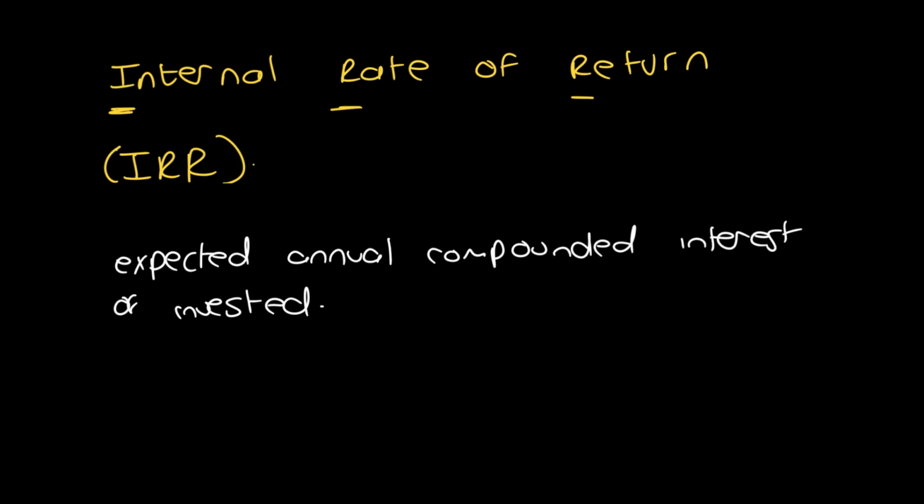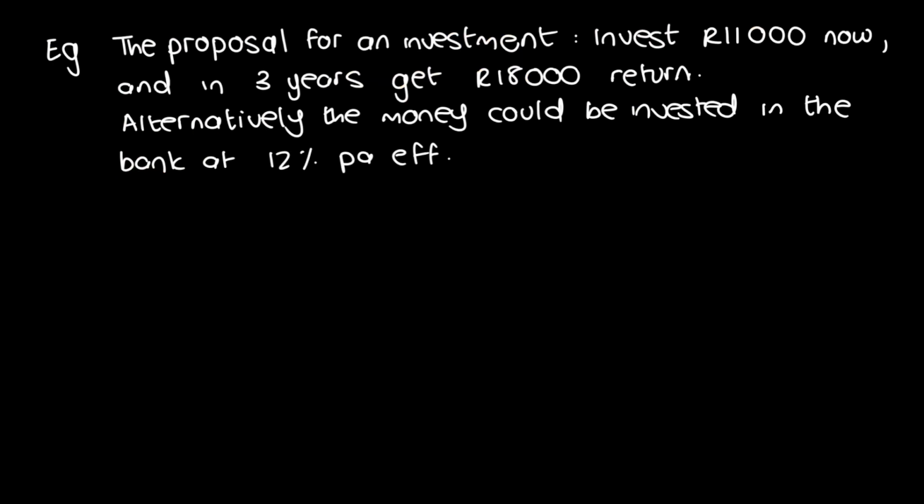And the easiest way to explain this is to go back to that simple example that we used to explain the net present value, where we invested one set of money and we got one set of returns. The proposal for investment is invest 11,000 Rand now, and in 3 years' time, get 18,000 Rand return. Alternatively, we could invest it in the bank at 12% per annum effective.